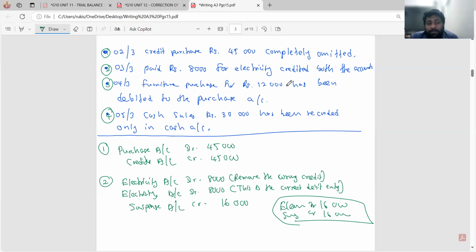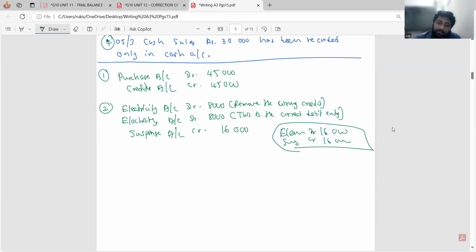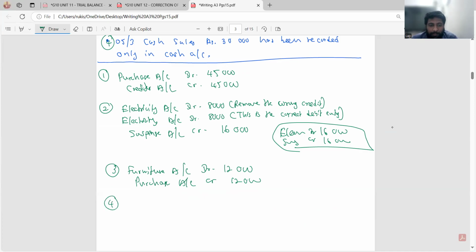Furniture purchase 12,000 has been debited to the purchase account. So remove it from the purchase account and write it in the furniture account. Furniture account, debit 12,000. Remove from the purchase account. Purchase account, credit 12,000. Fourth one.